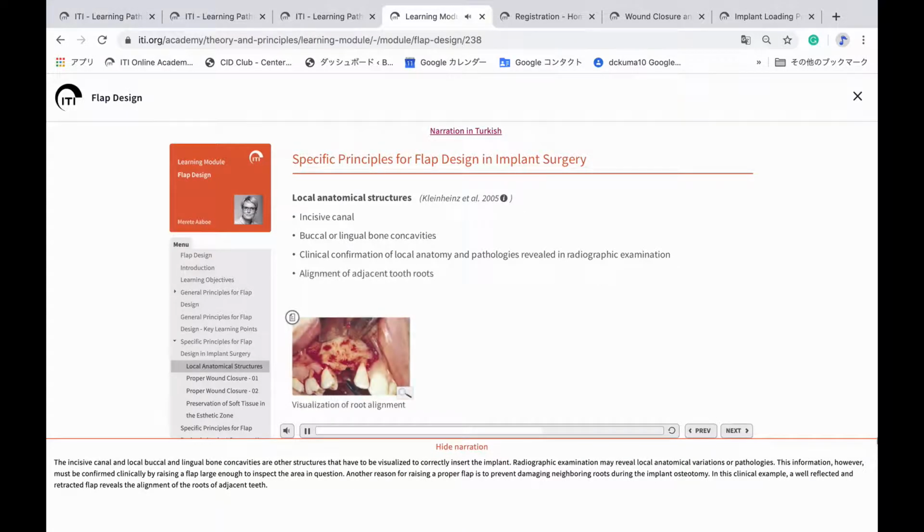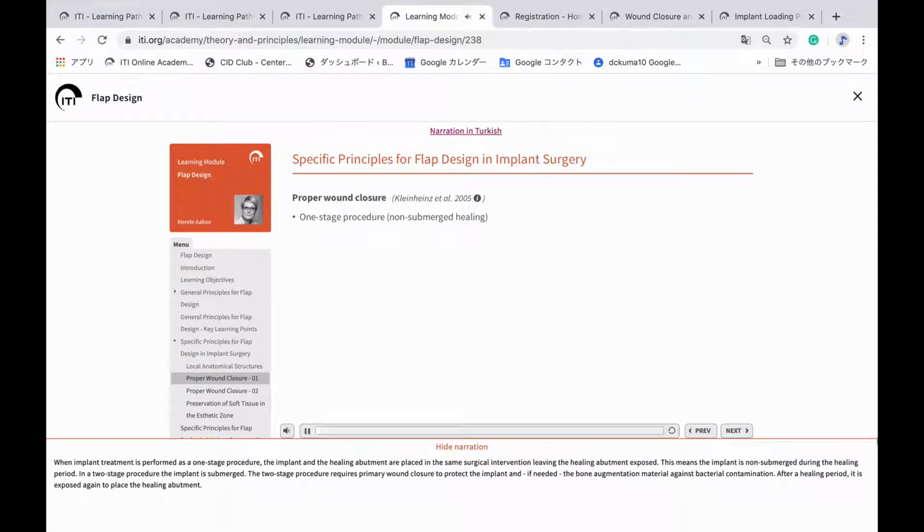Another reason for raising a proper flap is to prevent damaging neighboring roots during the implant osteotomy. In this clinical example, a well-reflected and retracted flap reveals the alignment of the roots of adjacent teeth.